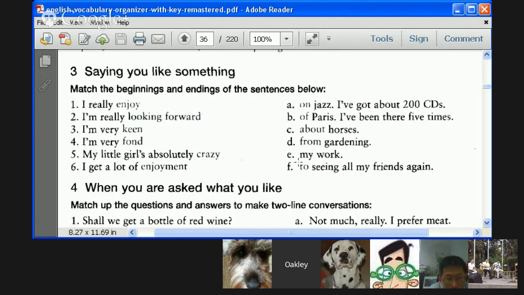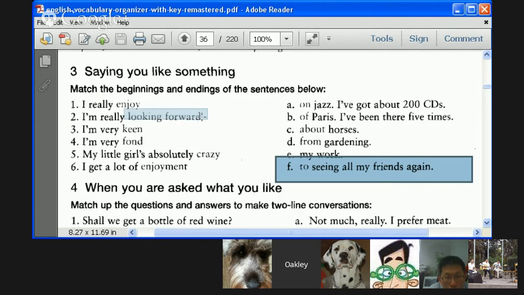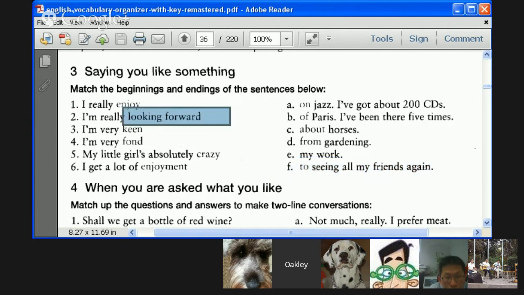Okay. So there's absolutely no choice but to use two here. Really looking forward to seeing all my friends again. There's absolutely no way it could be anything else. All right? Don't forget that. Look forward to. Gotta be. There's no other way to say it.